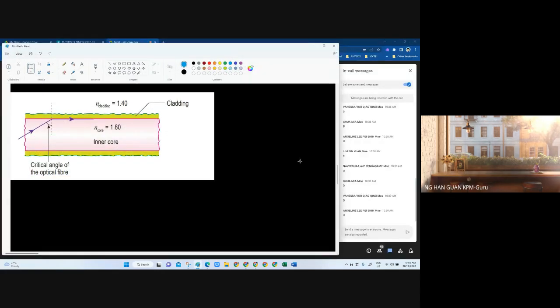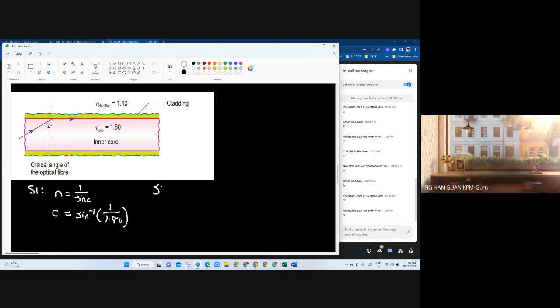All right. Okay. So now the question needs us to determine the critical angle of the optical fiber. So that's solution one. Solution one, we use this: n equal to 1 over sin C. Right, so C will equal, let's see, 1 over 1.8.